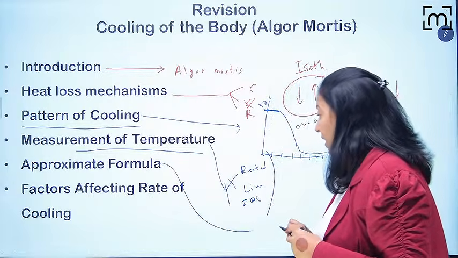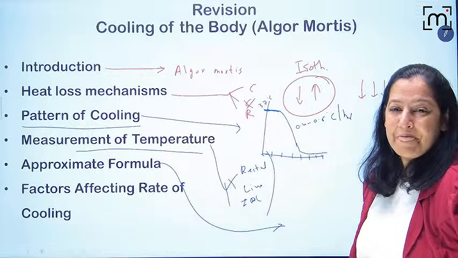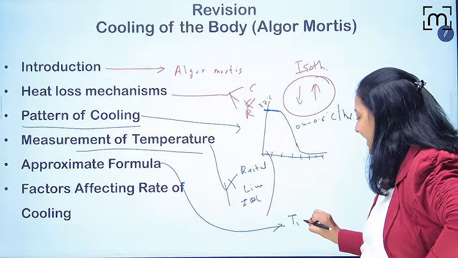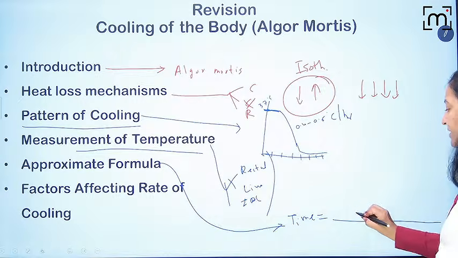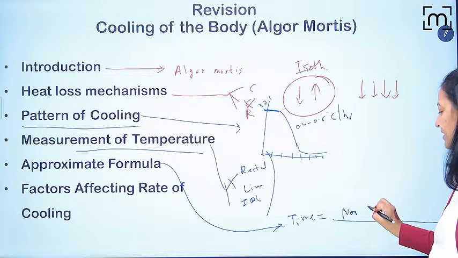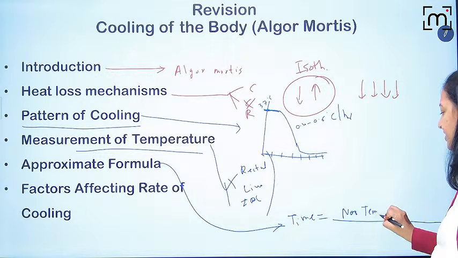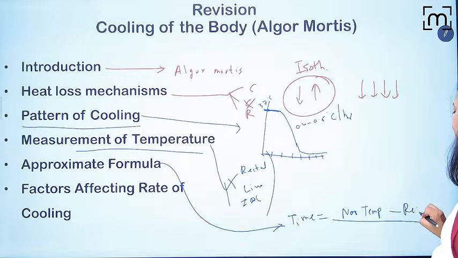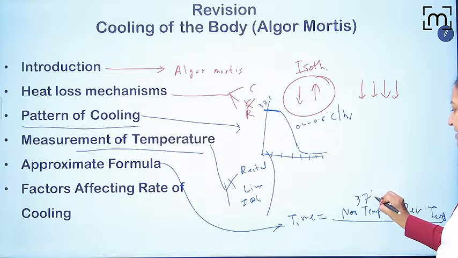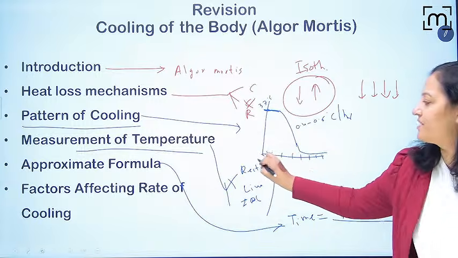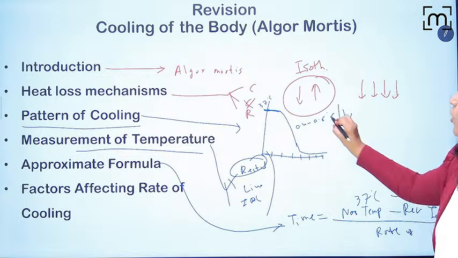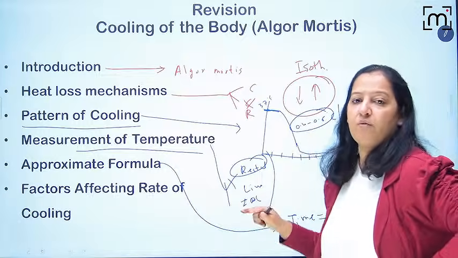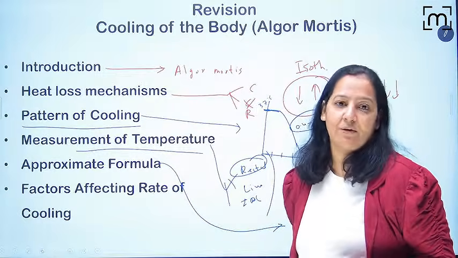Approximate formula: approximate time of death is equal to the numerator over the denominator. The numerator is the normal temperature, 37 degrees Celsius, minus the rectal temperature of the dead body that you are measuring, upon the rate of cooling. For the rate of cooling, don't always take a fixed value. You measure the exact rate of cooling by taking multiple readings of the dead body.